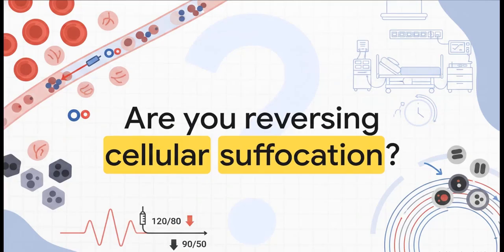Which brings us to a final, really critical question. If end organ hypoperfusion is the final common denominator of all shock, we have to ask ourselves, is your current resuscitation protocol merely treating the symptoms? Are you just chasing a blood pressure number on a monitor, or are you truly reversing the cellular suffocation at the tissue level? I want to leave you with that thought to ponder during your next ICU rotation when you evaluate how effective your resuscitation efforts actually are.